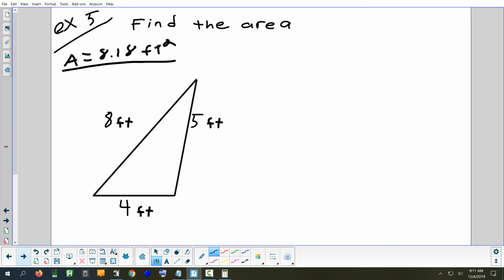Okay, it doesn't matter which side is a, which side is b, and which side is c, at all. You just have to do s minus every side. But we do have to find s first. Okay, that's the semi-perimeter. Okay, what's the perimeter here? All sides added up. Yep, 17. So what's half of 17? 8.5. So that's your semi-perimeter.